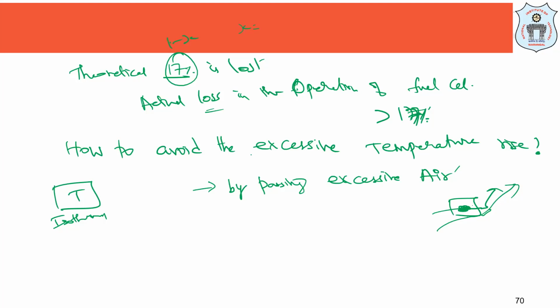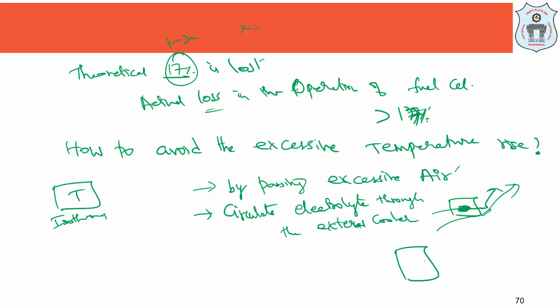Another way is, we can circulate cooling water or electrolyte through the external coolers. If we have a liquid electrolyte, we withdraw some portion of the electrolyte and take it out. We allow it to pass through some cooling jacket, then it is taken back. That is one way. Another thing, if it is a membrane fuel cell with bipolar plates, such heat can be taken away by cooling water circulated within the bipolar plates. That way we are taking care of avoiding the excessive heat buildup in the system.